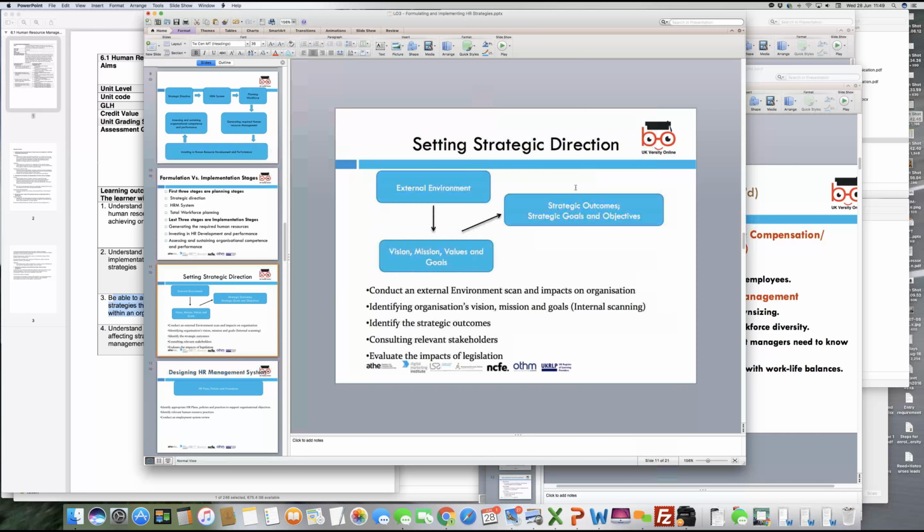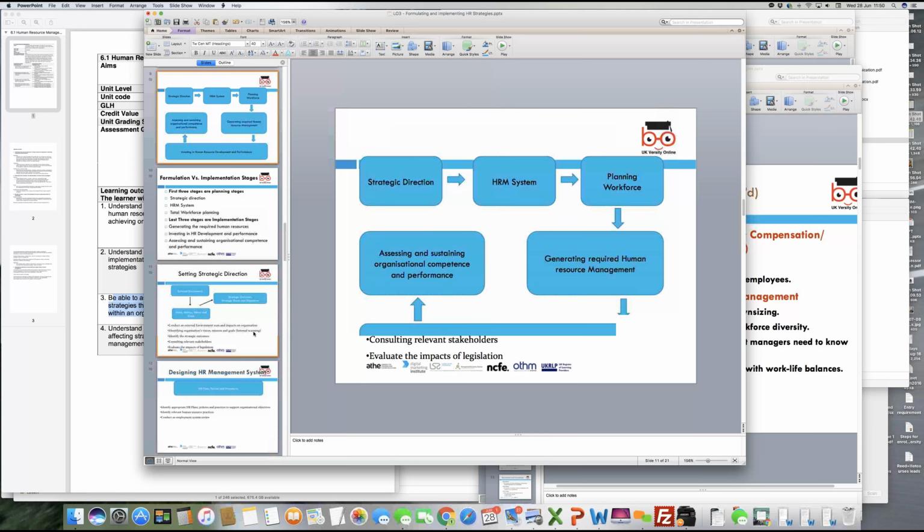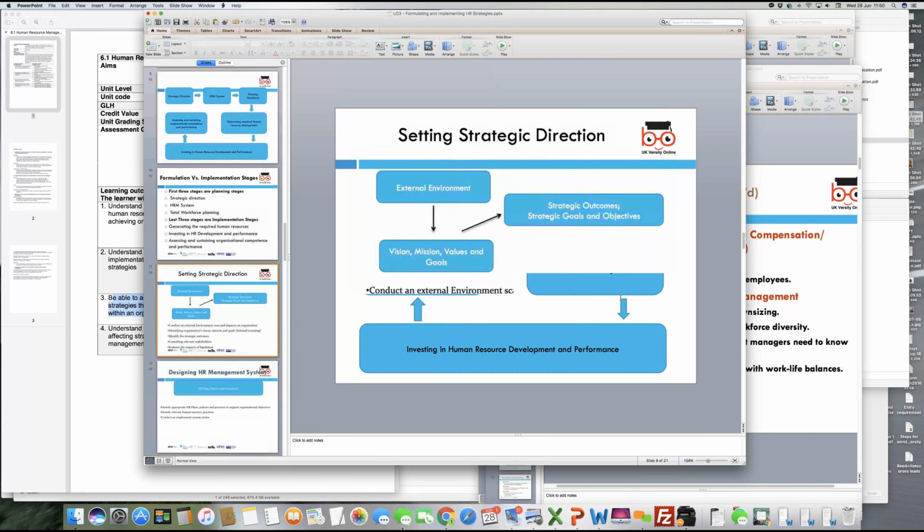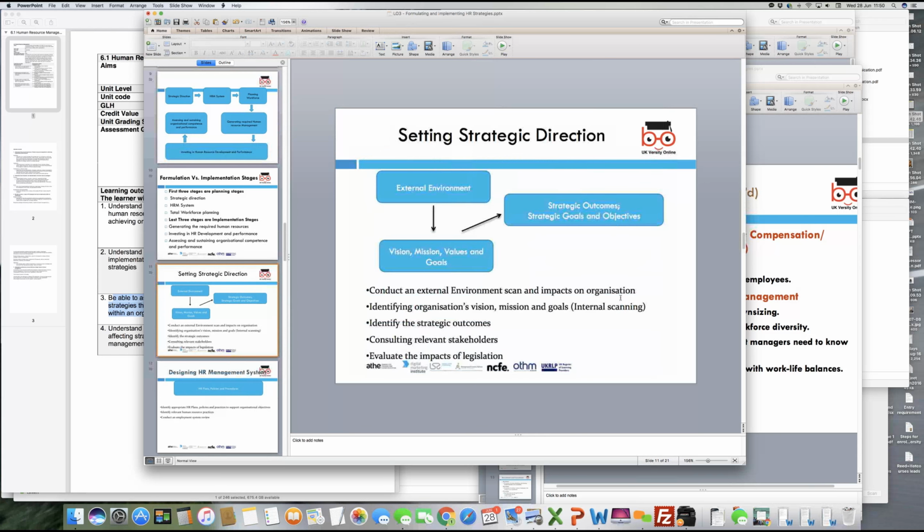Now, what we also look at is how the strategic direction is set. So basically that model that we've discussed, which is this slide, what the next few slides will do is cover each of the six boxes here. So the first is direction. Now, why do you think you need direction?